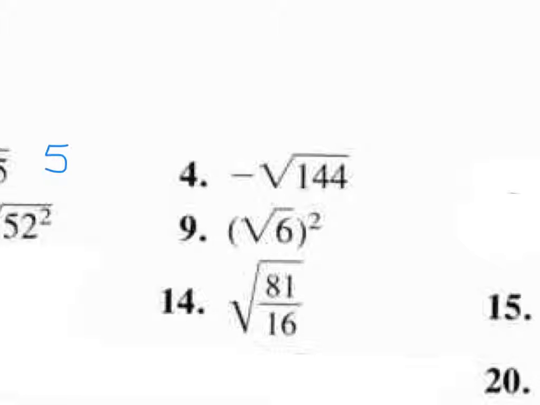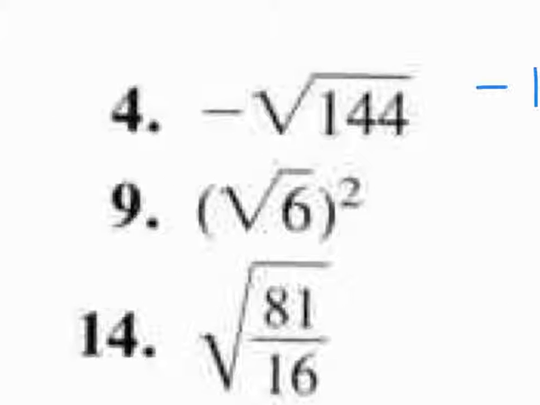Okay, so for this homework, again, we're only going to give the principal unless there's a negative outside or a plus minus. All right, anybody know what number times itself gives me 144? 12. All right, now, look at number 9.